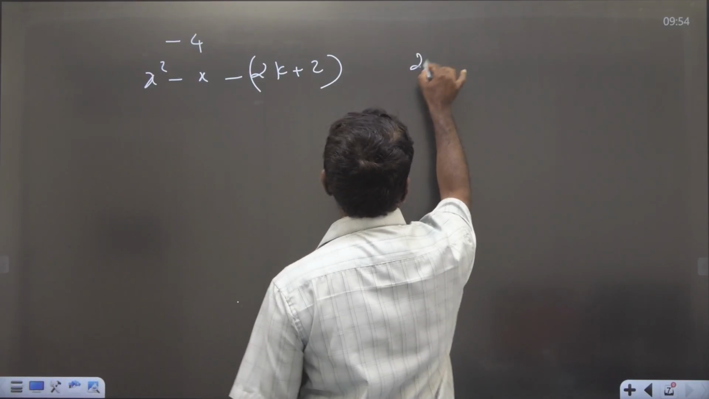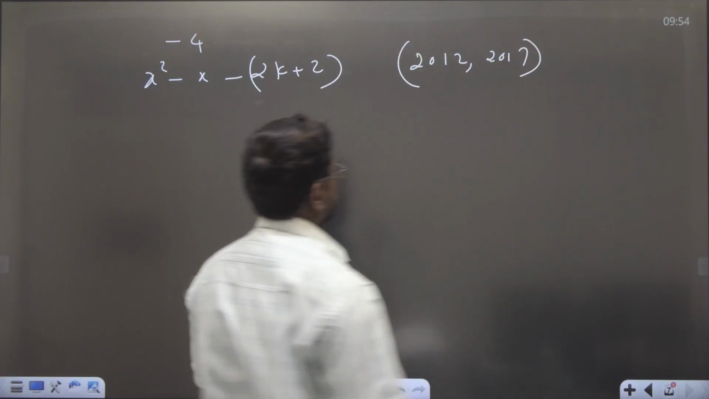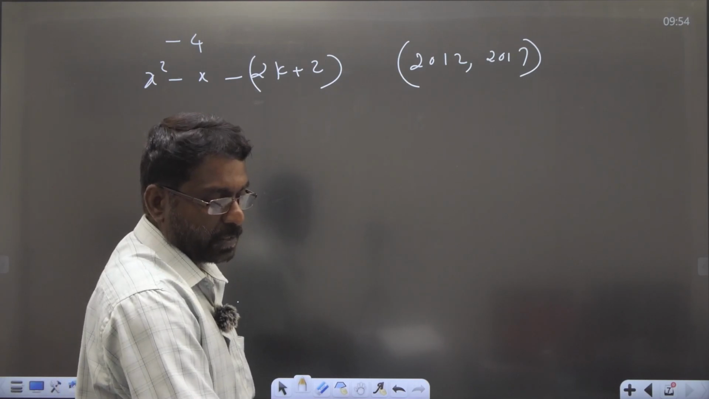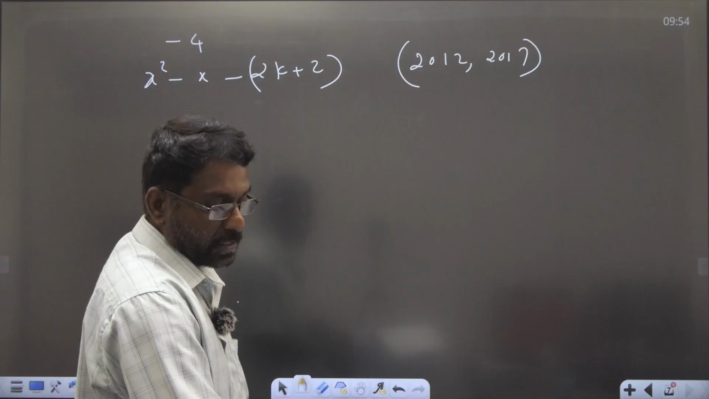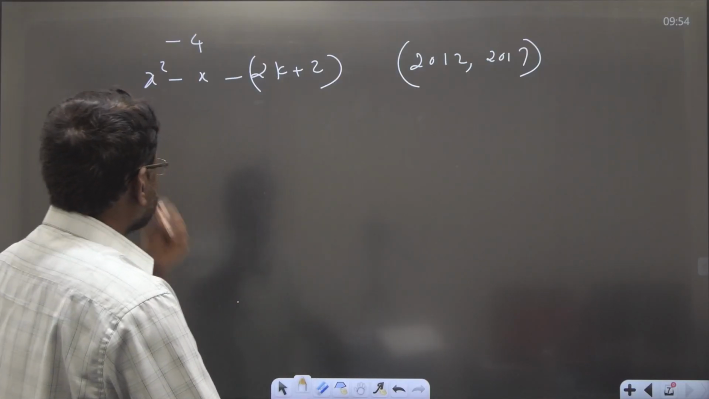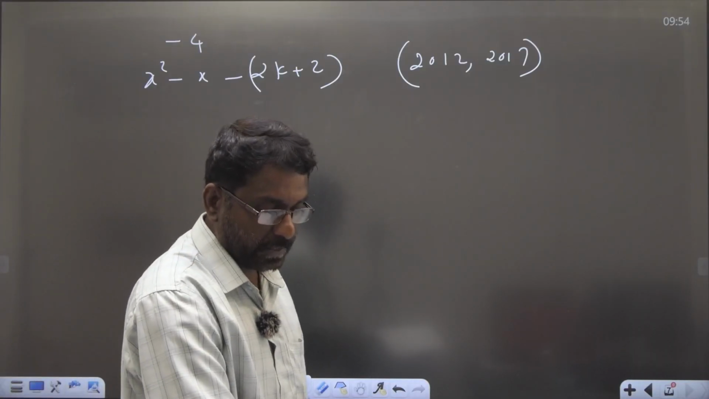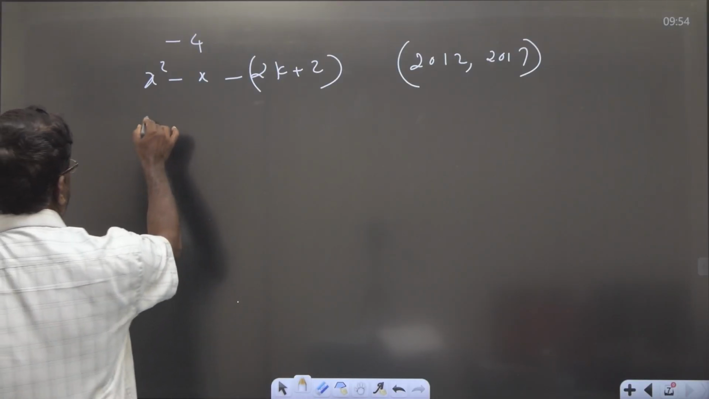CBSE 2012 question, 2017 question. For what value of k? The number minus 4 is a zero of the polynomial x square minus x minus in brackets 2k plus 2. Here, given that negative 4 is a zero of this polynomial.